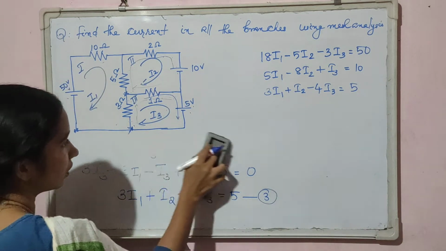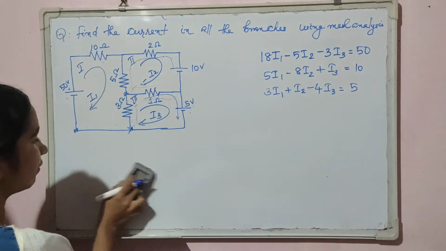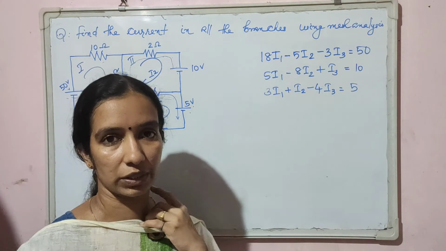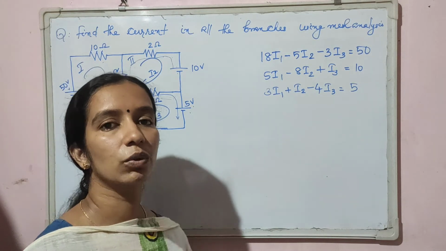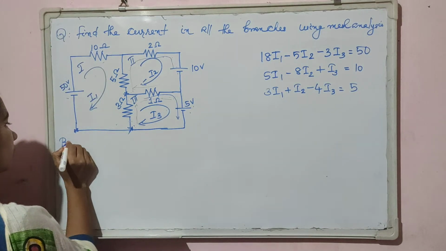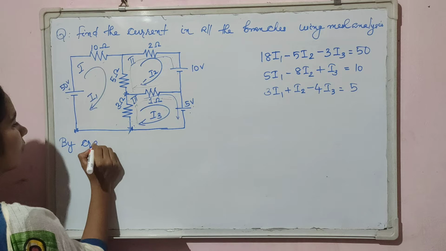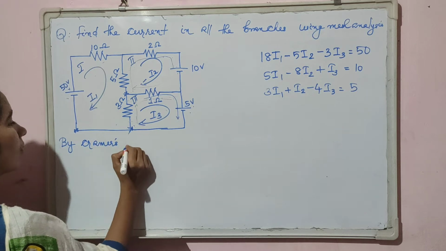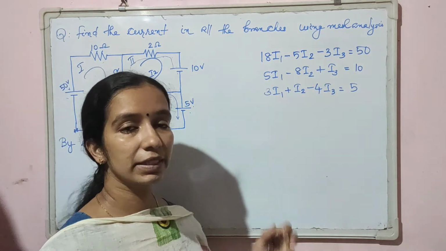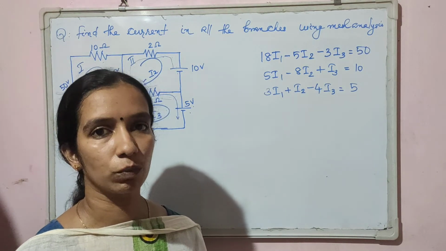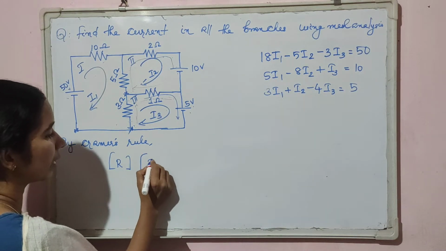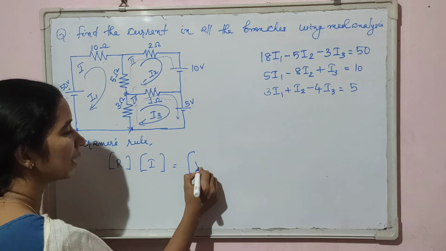So we have got 3 equations and we have 3 unknowns, I1, I2 and I3. So we know how to solve these equations. Let us use Cramer's rule for solving the equations. We can represent these 3 equations in matrix form as the resistance matrix into the current matrix is equal to the voltage matrix.